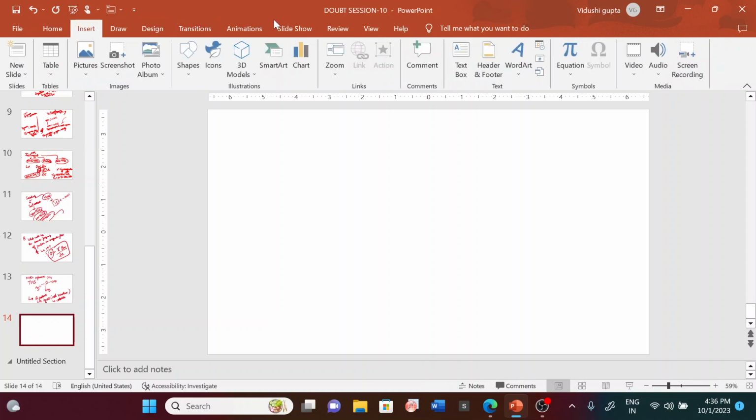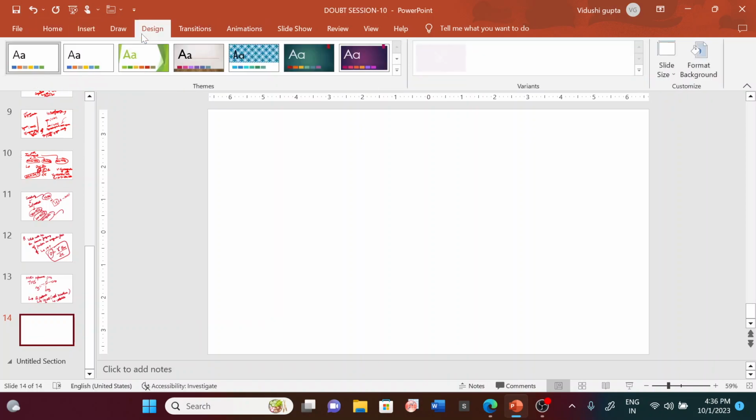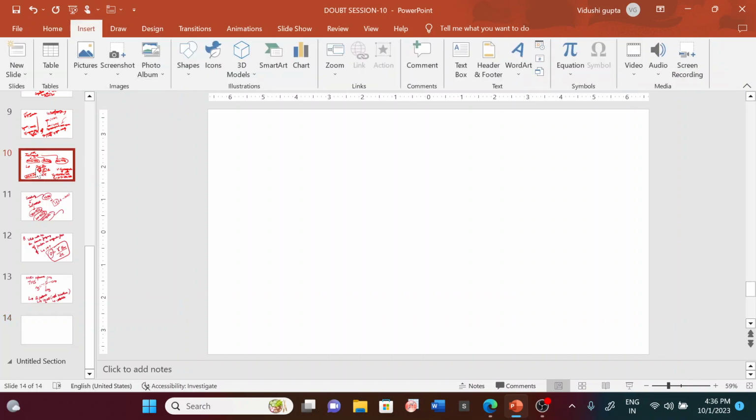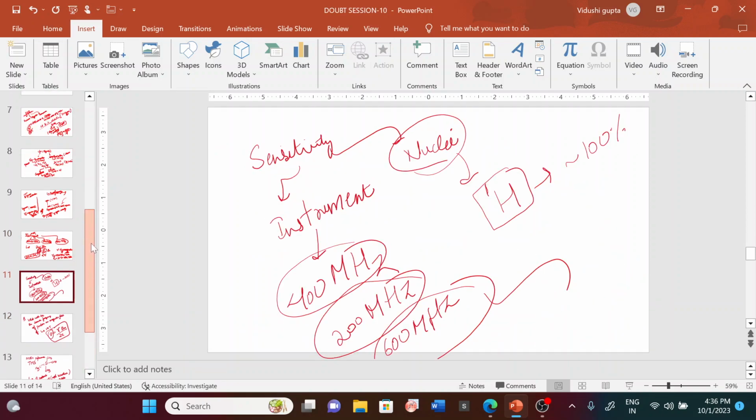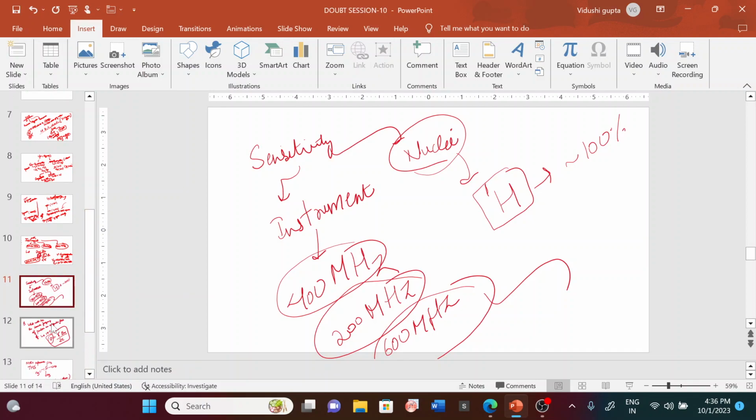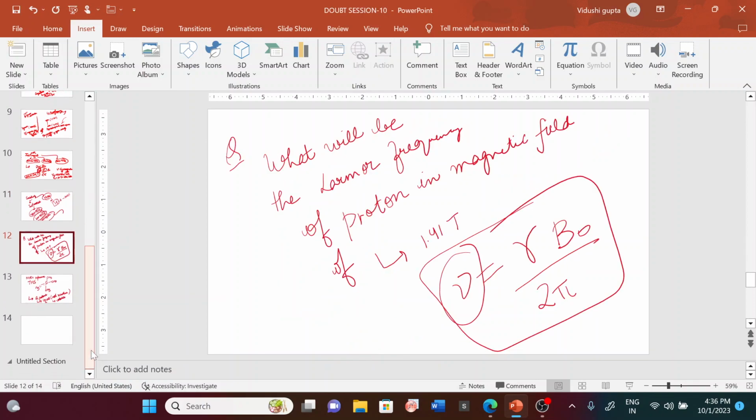I'm just telling you some basics of NMR. More details we will discuss in our next session. But this reference, sensitivity, Boltzmann distribution, this you should know before going deep in NMR.